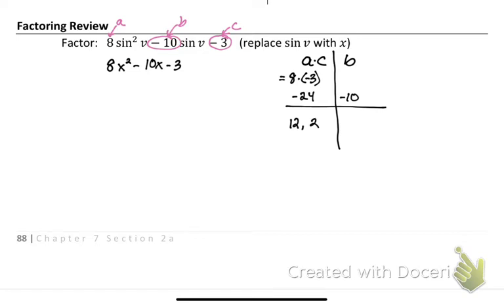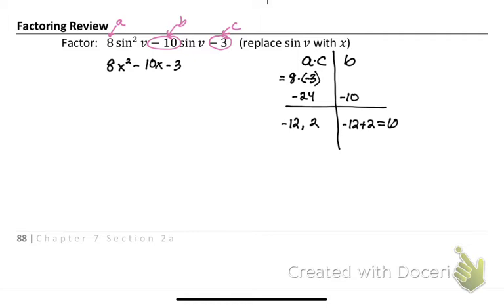Now, we know one of them needs to be negative, right? So at this stage, I'm like, okay, I know 12 minus 2 is 10. Oh, I need it to stay negative. So we're going to do negative 12 and a positive 2, because negative 12 plus 2 equals negative 10. I don't think that's that hard to do. It just takes practice, going back and trying this. Now, the rest just kind of falls in place.